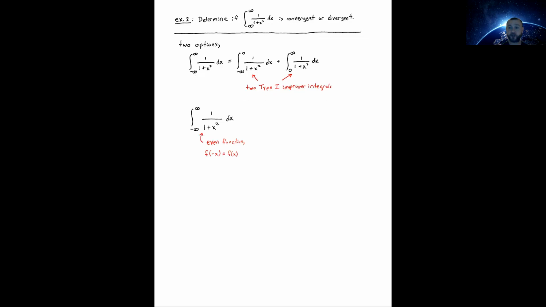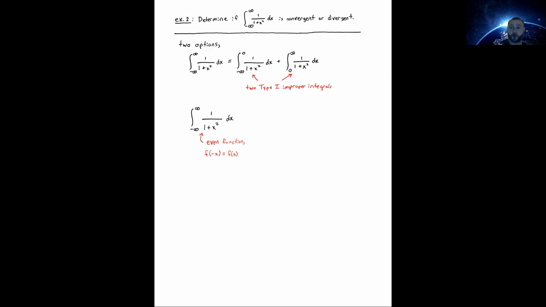The second option, which is a little bit more efficient, is to notice we have a symmetric interval from negative a to a. Here it's from negative infinity to infinity. And the function we're integrating is even. You might recall an even function is one in which you plug in negative x, you get the same thing as if you just plugged x into that function. A quick shortcut is if the function contains, basically I'll say, only even powers. And our function 1 over 1 plus x squared does only contain even powers.